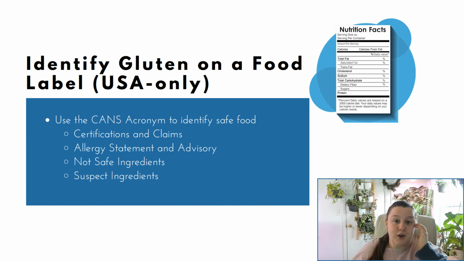And then you'll also look for suspect ingredients. So if there are no not safe ingredients, you'll look for suspect ingredients. If you don't see any suspect ingredients, you will then purchase the item because it's safe. So again, that's the brief way to identify gluten on a food label. I cover this in depth with everything you need to know, including terms and terminology and what everything means on a food label, and also frequently asked questions that I get all the time about food labels in the Celiac Crash Course. But again, if you're doing this on your own, that acronym is a great place to start.